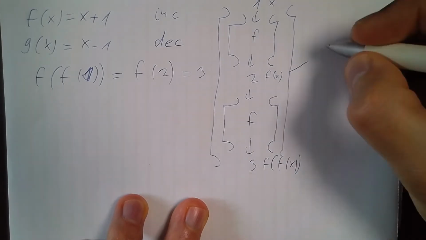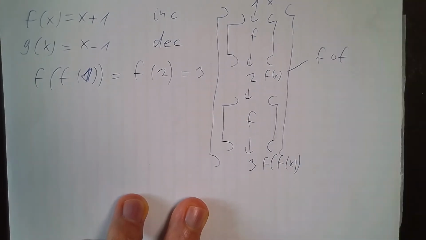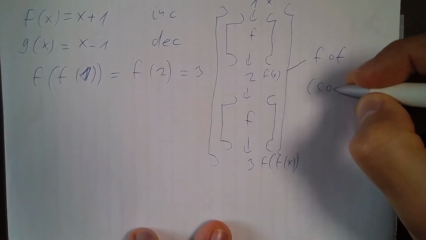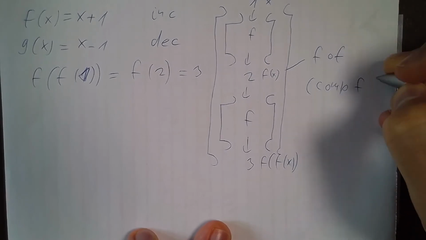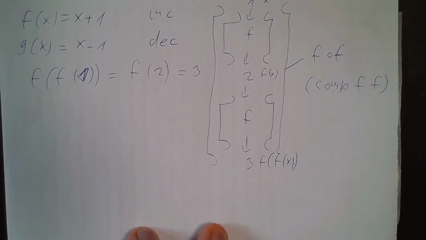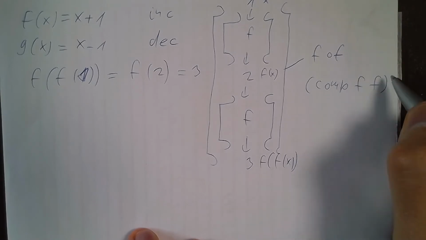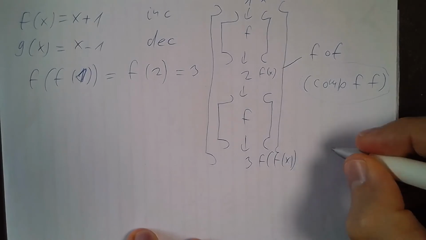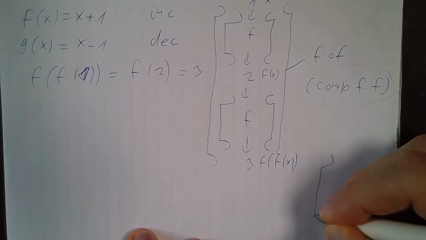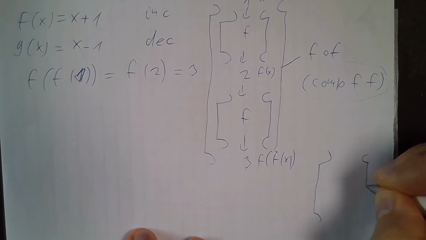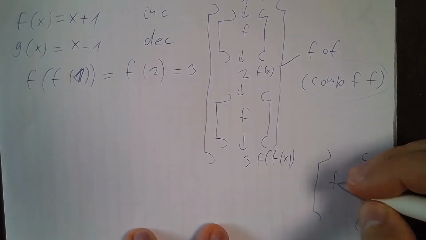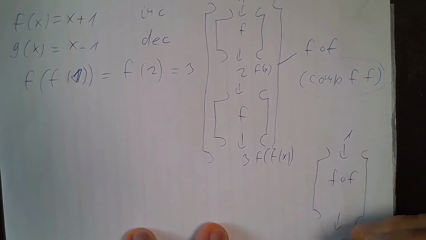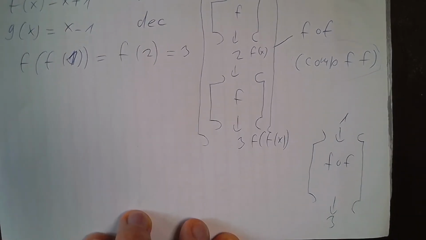So this would be f composed with f, again using mathematical notation. But if we are in Clojure, we would say comp f and f. So that's the same thing. Now this evaluates to this big function, and I can forget about what's inside. I can just say that this is f composed with f. So 1 goes in, and 3 comes out.